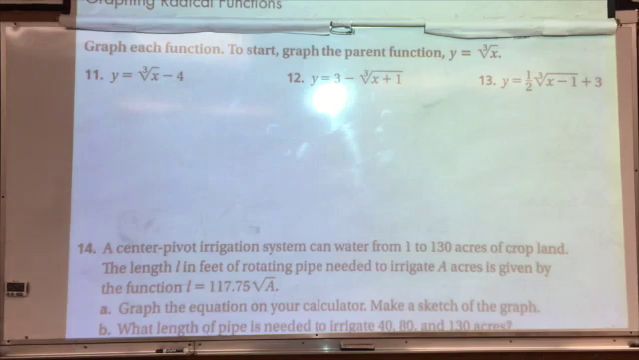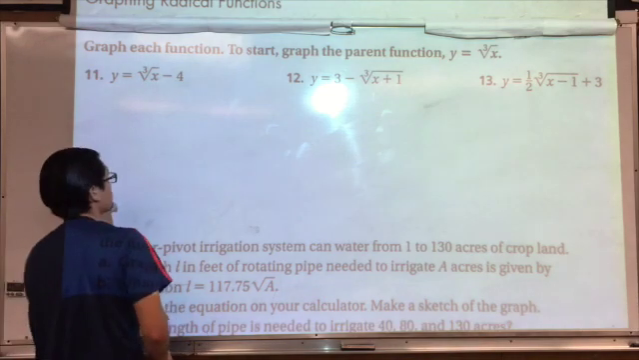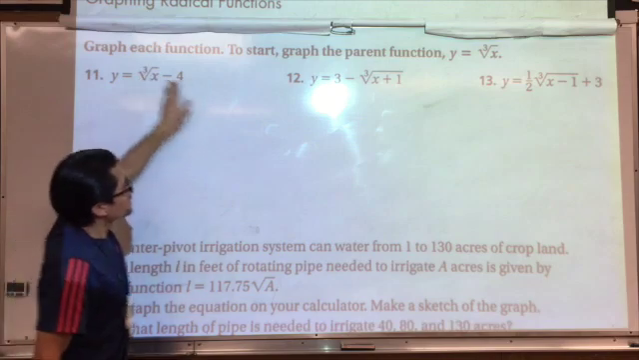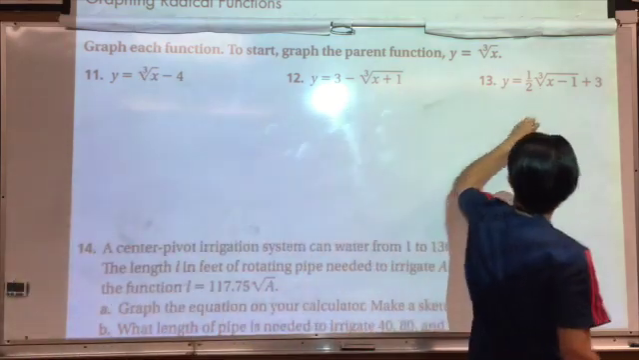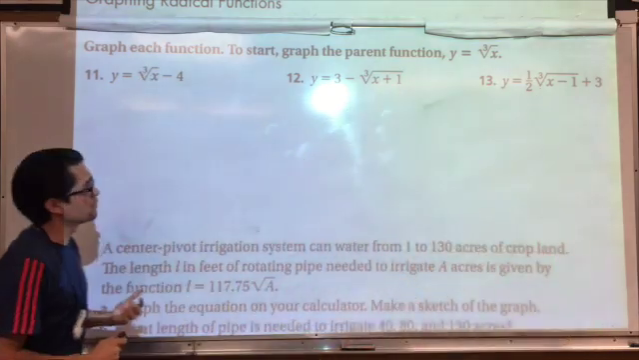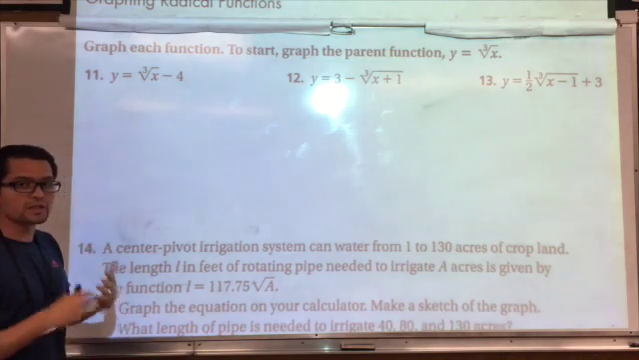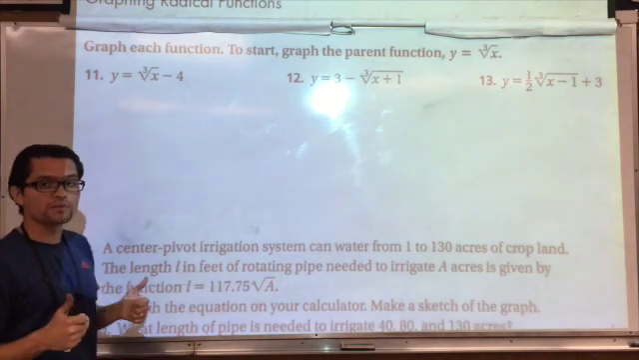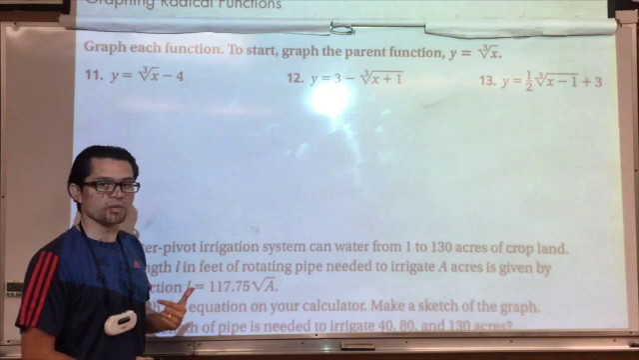Okay, so now we're going to graph some cube root functions. The index is 3 for all 3 of these, so it's going to be a little bit different from the square root functions. The steps are basically the same. The beginning is different because we use a different table to begin, okay?